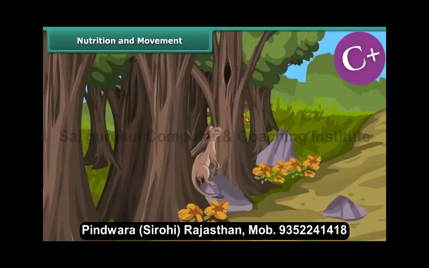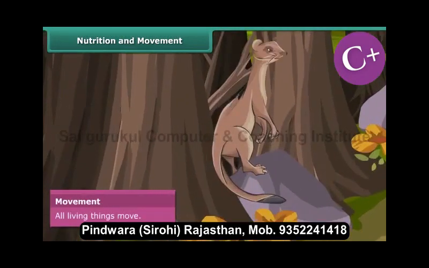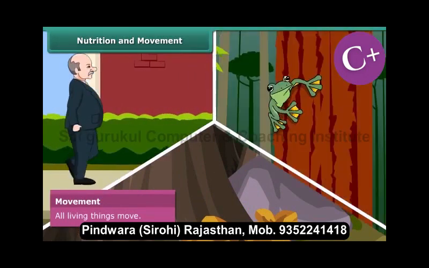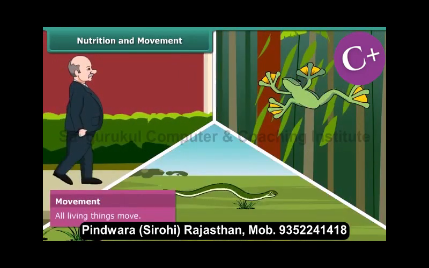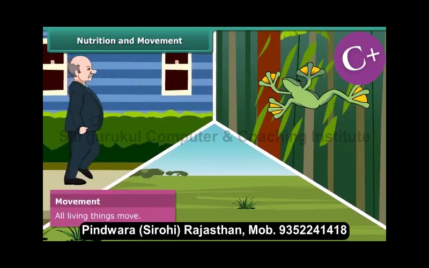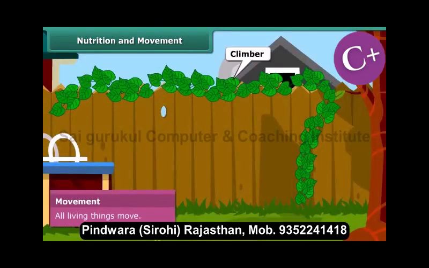Another important characteristic of living organisms is movement. All living things move by their own accord. People walk, frogs leap, and snakes crawl, which are actions of movement. Similarly, plants also make some movement, but they do not change their place. For example, climbers move towards the support.